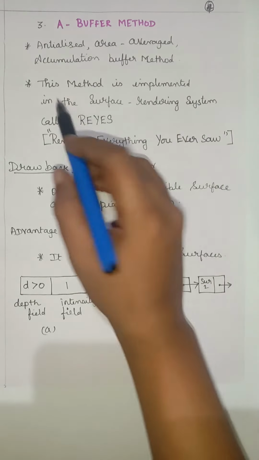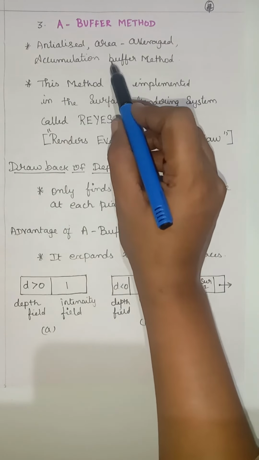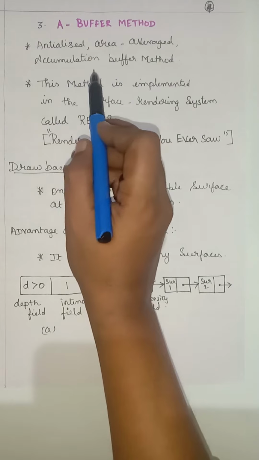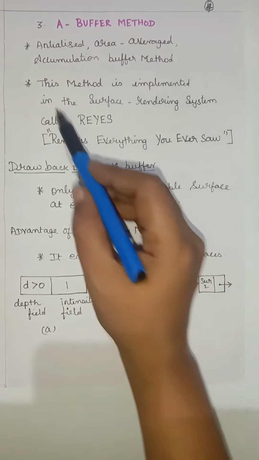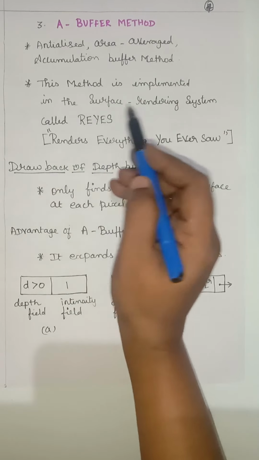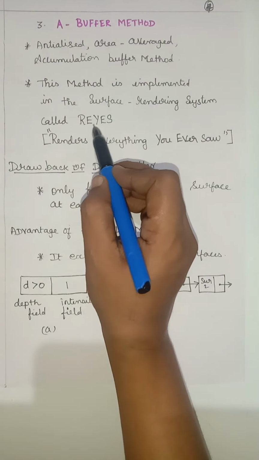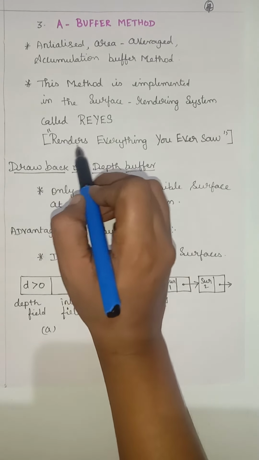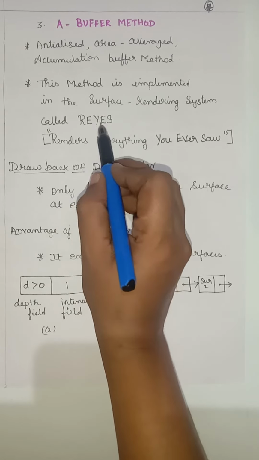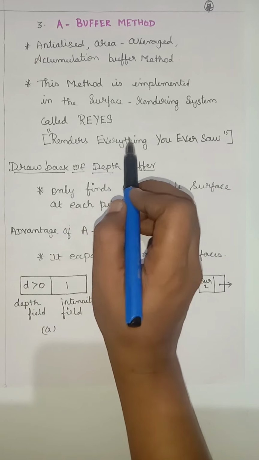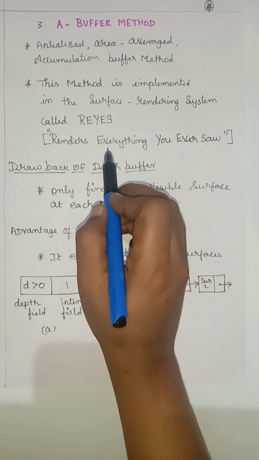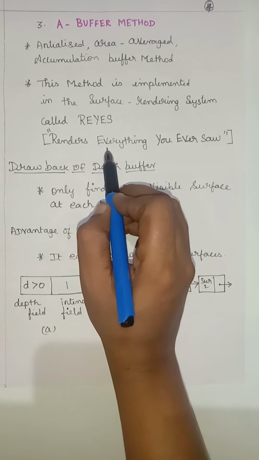And the next one is the A buffer method. The A buffer method is the anti-aliased buffer method or area average buffer method. Accumulation buffer method is another name for the A buffer method. This method is implemented in a surface rendering system called REYES, which renders everything you ever saw. That is, whatever you see on the surface, it identifies as visible surface. Whatever you don't see, it avoids as hidden surfaces.